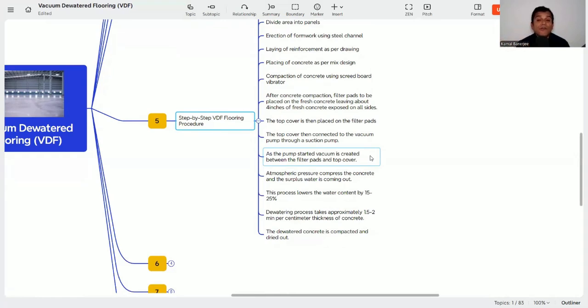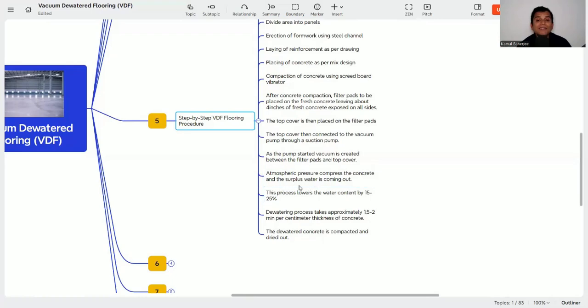Then as the pump starts, vacuum is created between the filter mat and the top cover. So whenever the vacuum pump is operating, it creates a vacuum in between the filter pads and the top cover. This allows the water to be removed from the concrete. The atmospheric pressure compresses the concrete and the surplus water comes out.